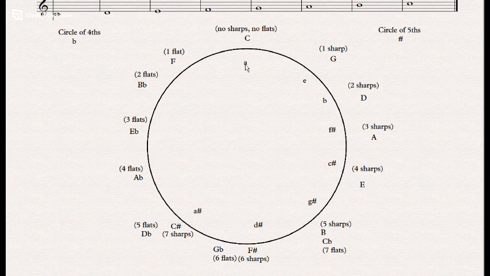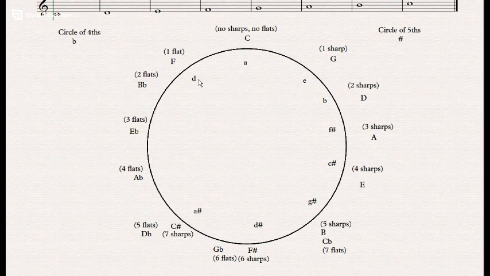Well, what would, so A, and then I go in circle of fourths. So what's 4 away from A? Well, I go A, B, C, D. So D is the relative minor to F major, and it's going to have one flat.